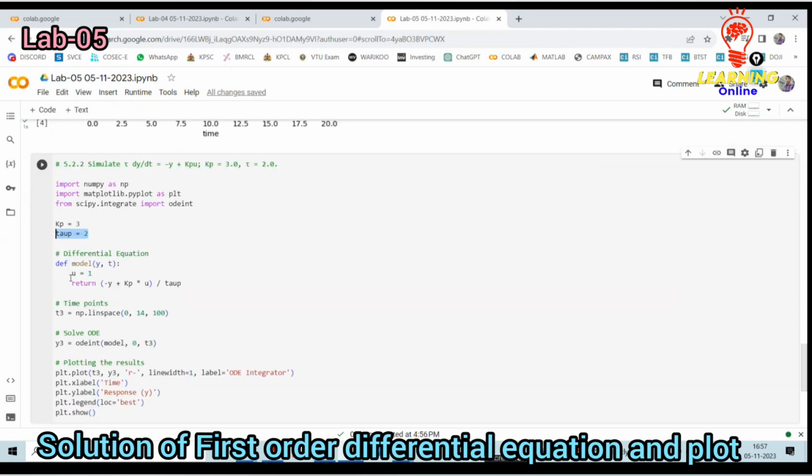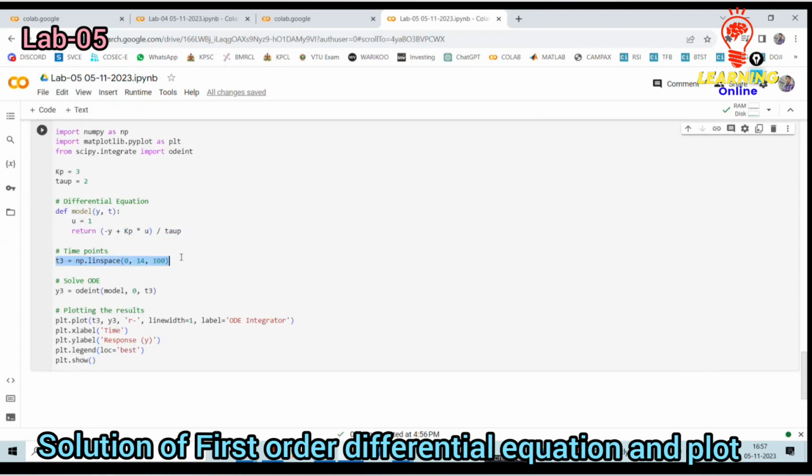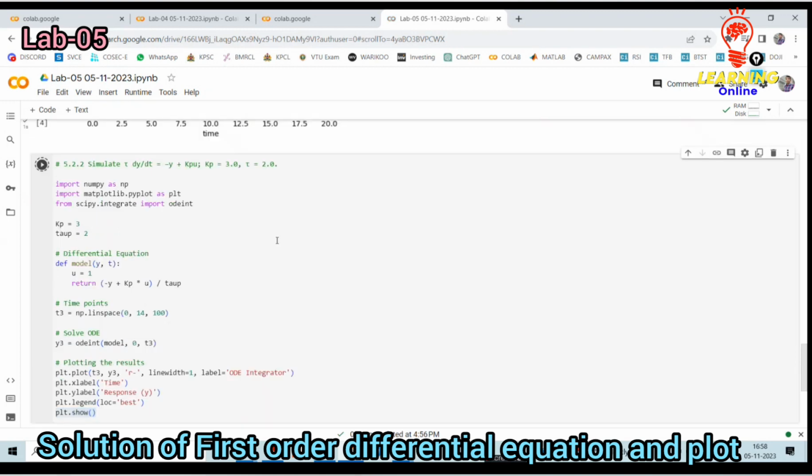Then the differential model, y equal to 1, then I have to define the expression. Then the time parameter is 0 to 14, 100 points. Then the y3 parameter, corresponding to that, t3 is taken from the model as 0. Then plot that graph by giving the title, the x label and y label, and whatever legend value is to be displayed, then the graph has to be shown. Once I type this, I have to execute.